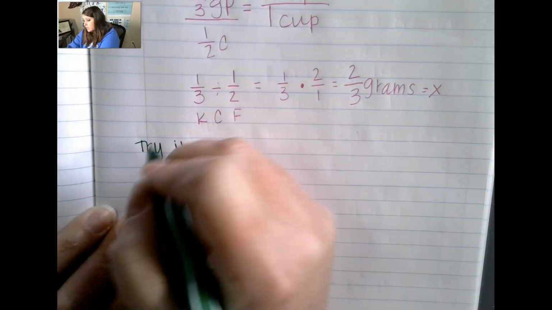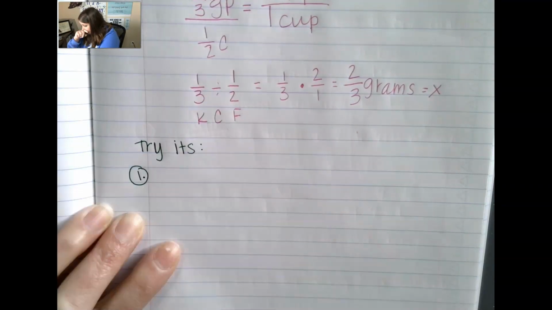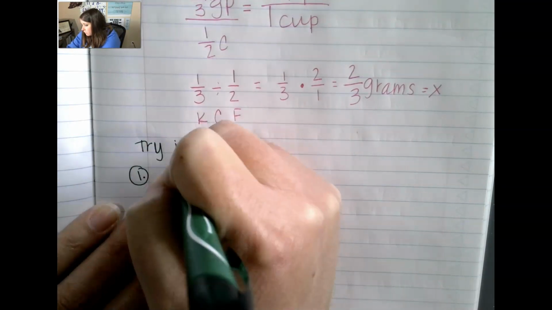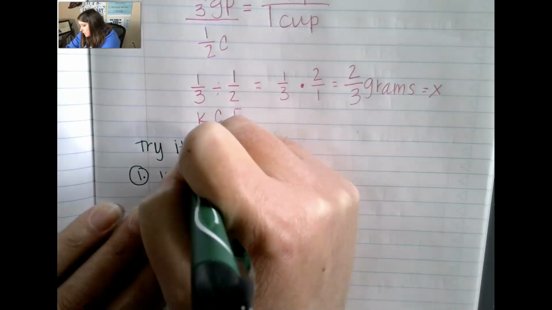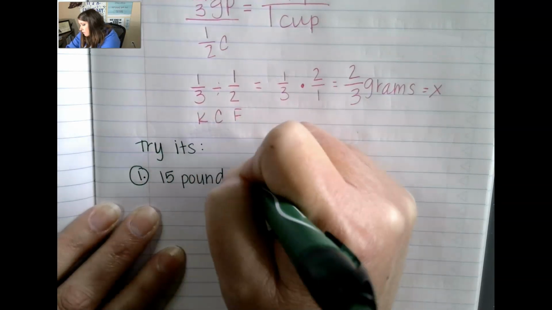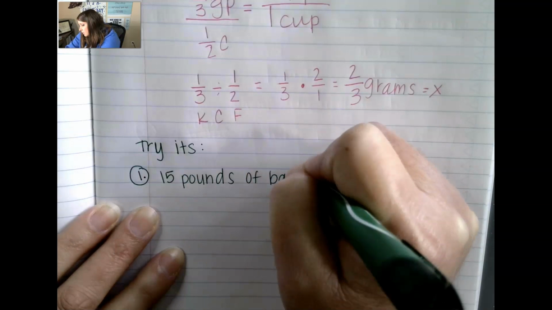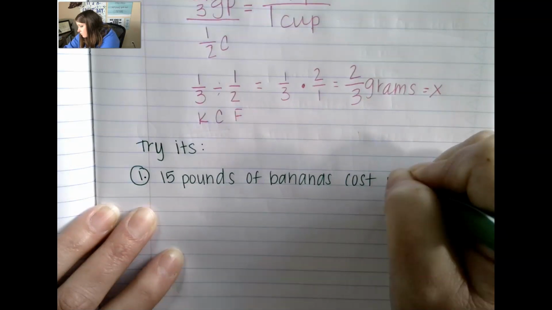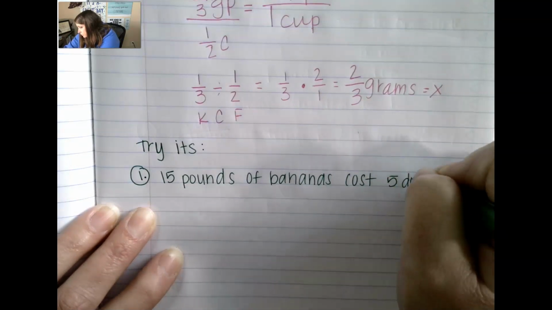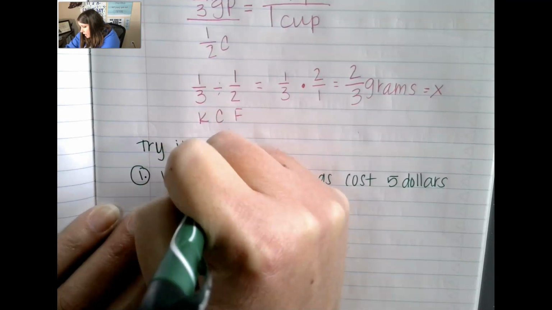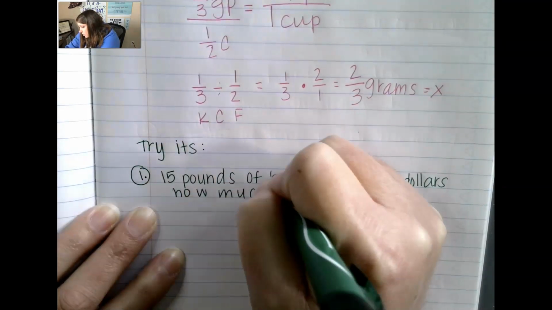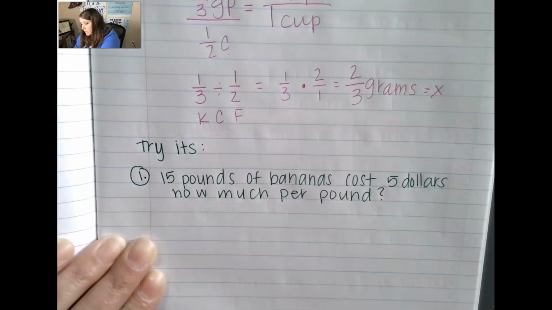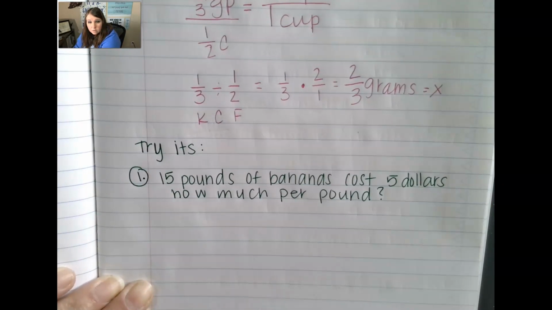All right, so here are your try-its. Try-it number 1. Let's do 15 pounds of bananas cost $5. How much per pound? Okay, so how much for 1 pound?